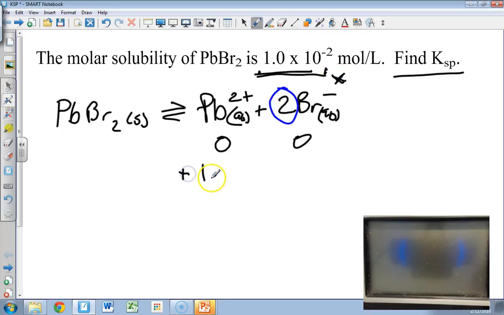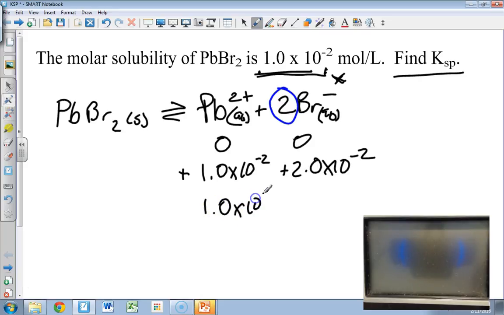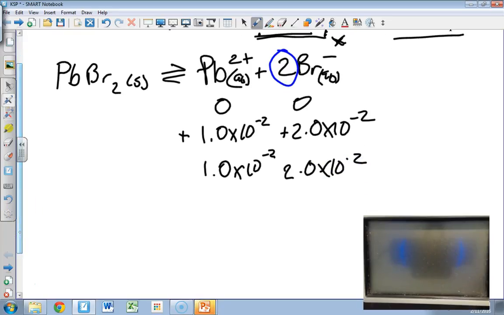So we are going to gain plus 1.0 times 10 to the minus 2 molar lead. And now keep in mind that we're getting 2 bromides, so this is double that, 2.0 times 10 to the minus 2. So now at equilibrium, there's 1.0 times 10 to the minus 2, and this is 2.0 times 10 to the minus 2. So what do we do? Well, now we figure out Ksp.